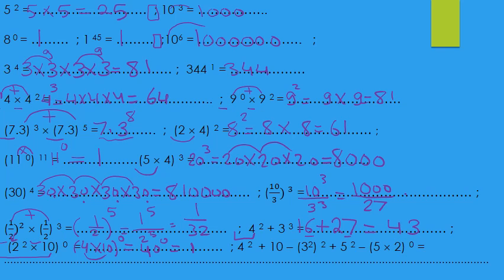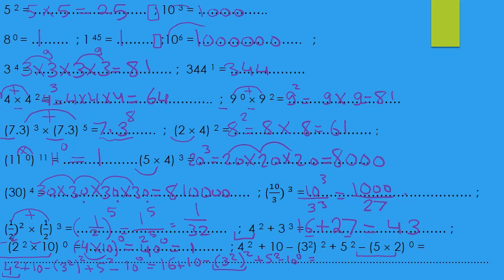Here we have a numerical expression. We should apply the order of operation. We start first with the parentheses. So we write 4 squared plus 10 minus 3 squared, all of it squared, plus 5 squared minus. What's 5 times 2? It is 10 to the power 0. Now we have rules of powers. We start from left. 4 squared is 4 times 4, which is 16, plus 10 minus 3 squared, all of it squared, plus 5 squared minus 10 to the power 0.